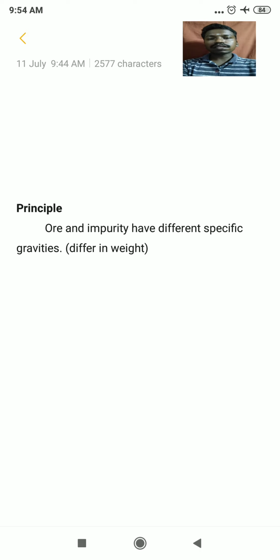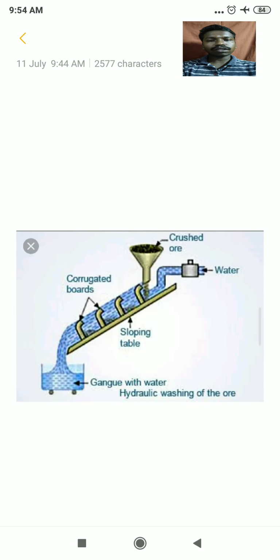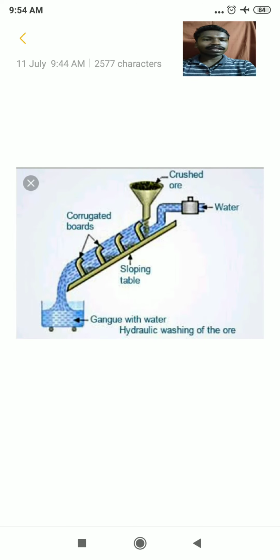Then let us see the processing. There are three steps. Step 1: the ore is crushed to a finely powdered form. We have to crush the ore into a very finely powdered form. That is the first step. If we look at the diagram, we will get a clear idea. The crushed ore is taken at the top.